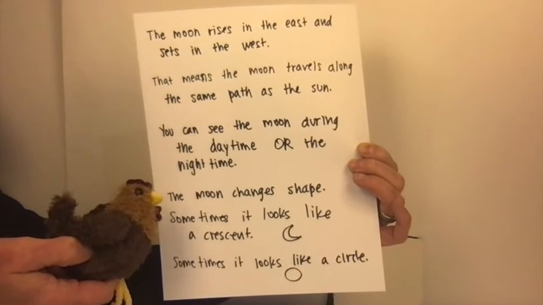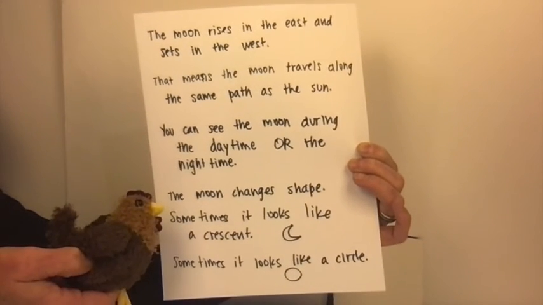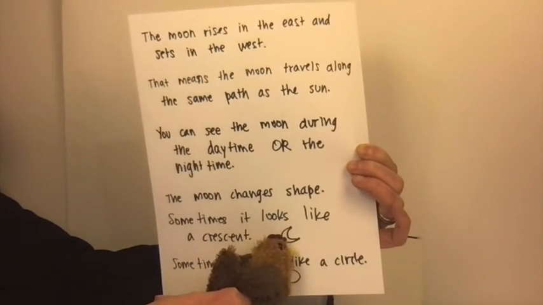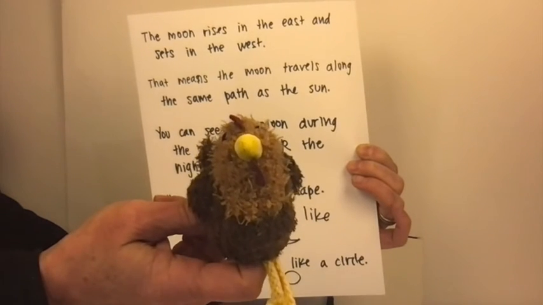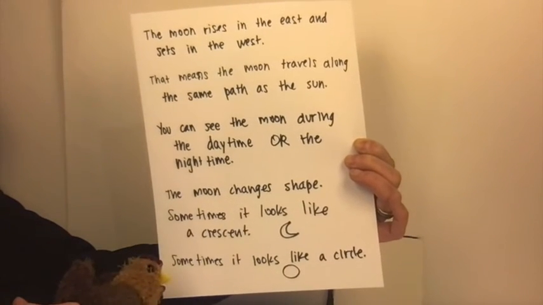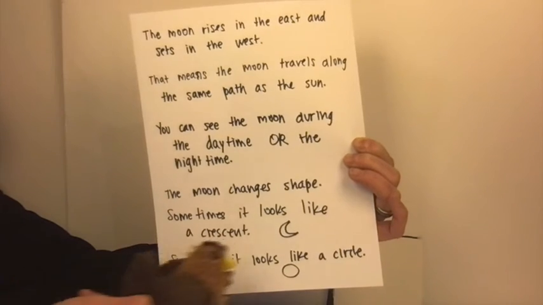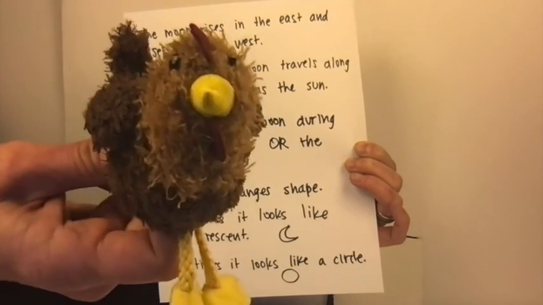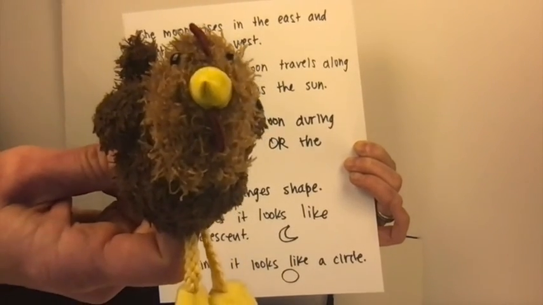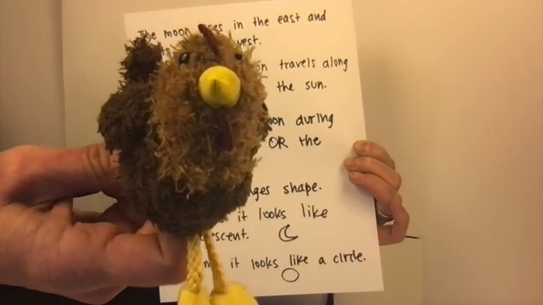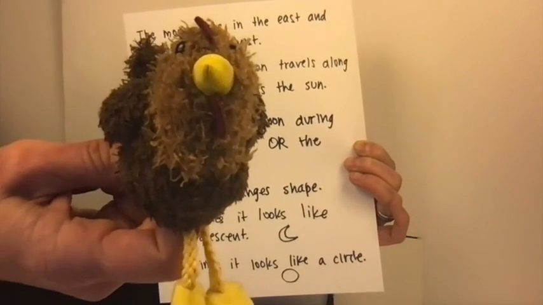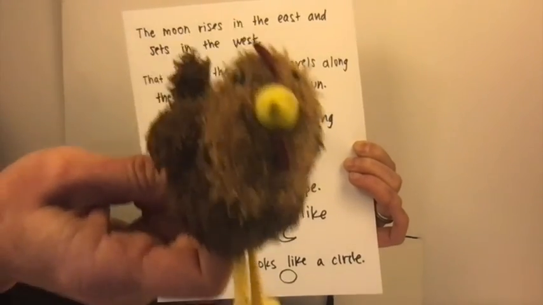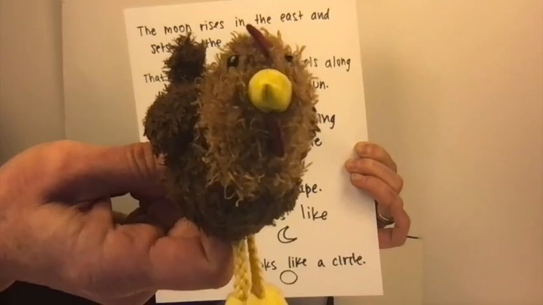The moon changes shape. Sometimes it looks like a crescent, which I call a fingernail. Doesn't it look like a fingernail? But grown-ups call it a crescent. Sometimes it looks like a circle, like that. That's what's called a full moon. When it's big and round and bright, that's called a full moon. And sometimes you won't see it at all. It gets to be such a tiny little crescent and then poof, it just disappears. So anyway, have fun looking for the moon. I can't wait to hear about what you see.